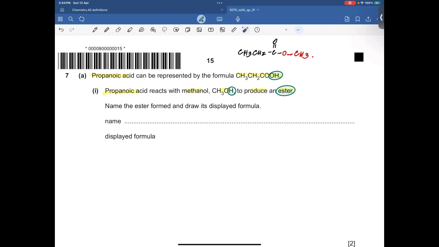Examiner is looking for the name of this ester. So the name of this ester is basically what? First the alcohol name will come, which is methyl, then the acid name will come, which is propanoate. So according to the lecture, first of all methyl and then propanoate.